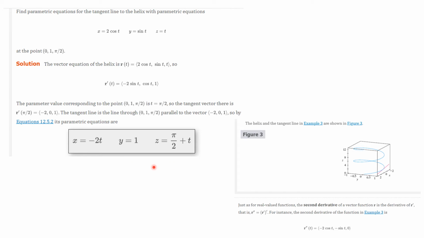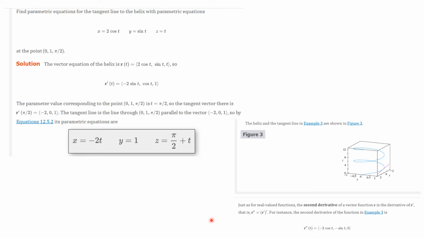And so you see that x is equal to minus 2t because we had the 0 there. y is simply 1. And z is going to be 1 times t, and then we get pi over 2. And if we looked at that, we would see that that is indeed a helix. It has an ellipse on the bottom, but here is the tangent line that we're looking for.